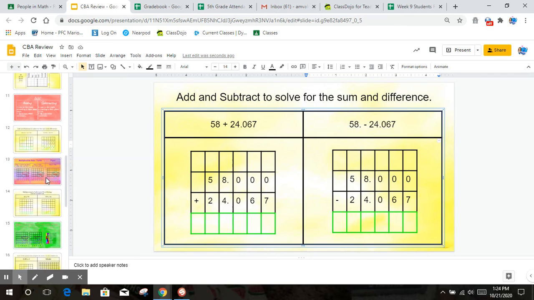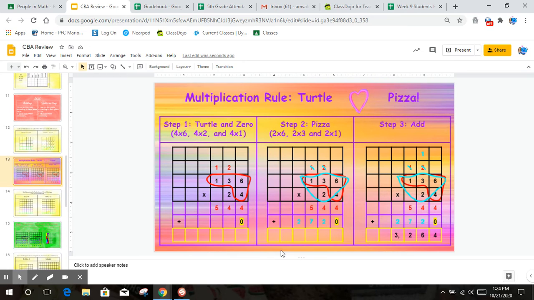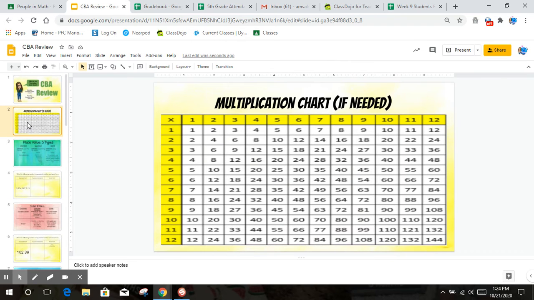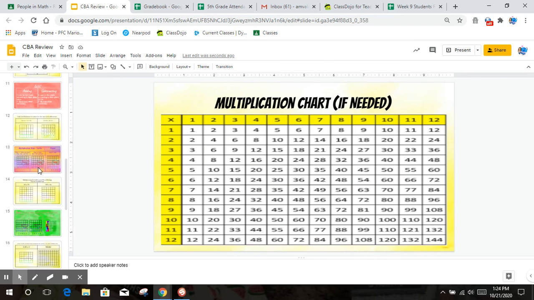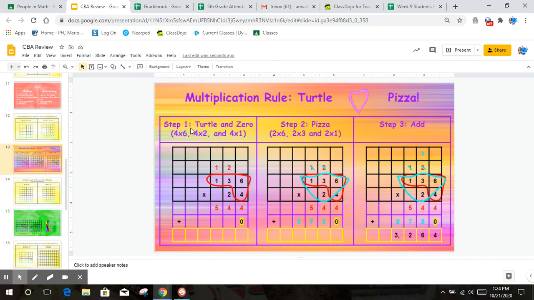Okay, let me come back up to multiplying. Multiplying is still a little bit tricky for some of us, and that's okay. Again, you have your multiplication chart up here if you need it. So let's look at our steps. Step 1, turtle and the 0. First, you're going to be multiplying because I have 24 at the bottom. I want to be multiplying the 4 times the 6, the 4 times the, oh, I just realized my mistake there. That should be 4 times 3 and then 4 times 1. Sorry about that, guys. That should be a 3 right there and not a 2. I see what my mistake was.